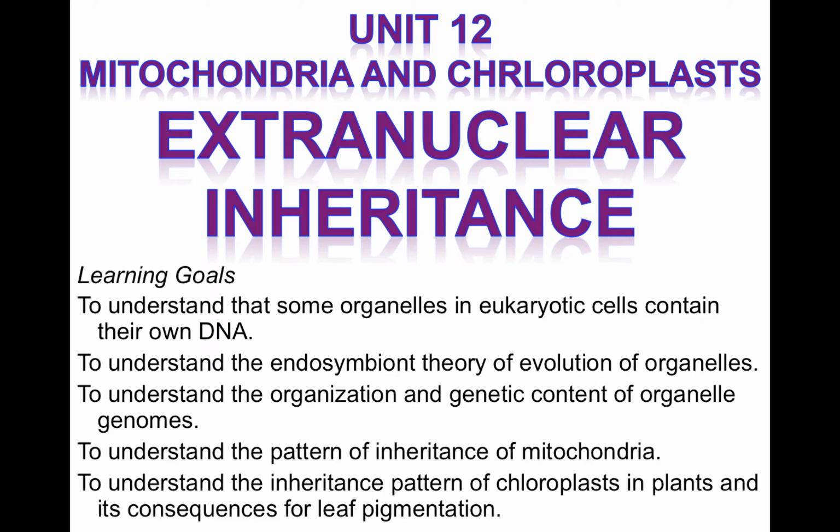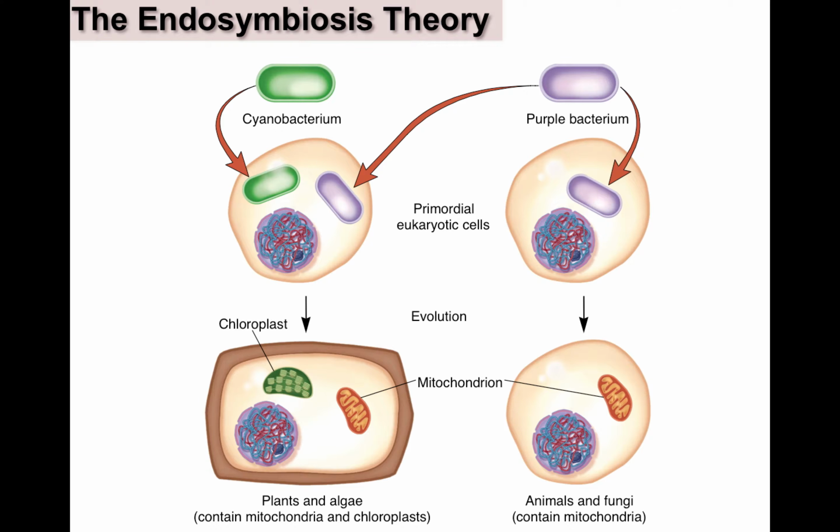Our learning goals are to understand that some organelles in eukaryotic cells contain their own DNA, to understand the endosymbiont theory of evolution of organelles, to understand the organization and genetic content of organelle genomes, to understand the pattern of inheritance of mitochondria, and to understand the inheritance patterns of chloroplasts in plants and its consequences for leaf pigmentation.